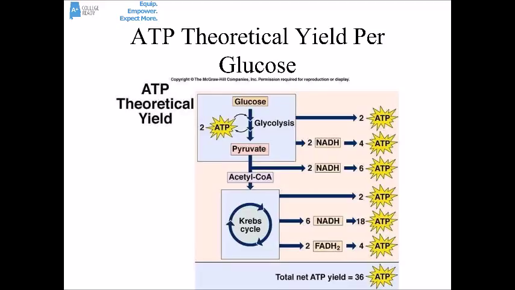This sort of sums it up. So the theoretical yield of ATP for each glucose we start with, glycolysis nets us 2 ATPs. The Krebs cycle nets 2 more, and then the electron transport chain can net up to about 34, 32 per glucose. So in general, one glucose can yield up to about 36 ATP molecules.